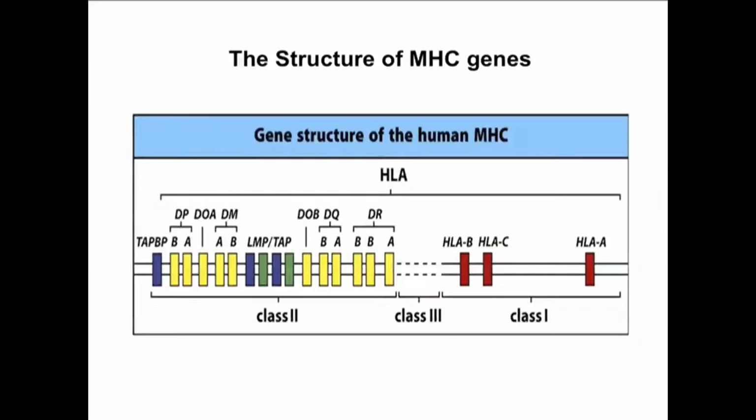MHC class 1 molecule is expressed on all nucleated cells except some nerve cells and platelets, and MHC class 2 molecules are expressed on antigen presenting cells or the APCs like the lymphocytes, the dendritic cells, the macrophages, the monocytes, Langerhans cells and so on. And cytokines, especially interferon gamma, can increase the level of expression of MHC1 and MHC2.